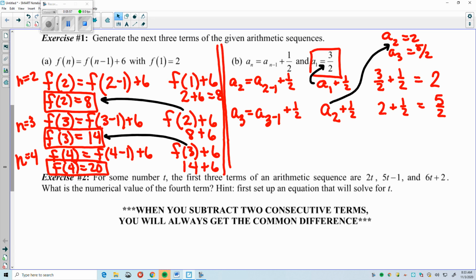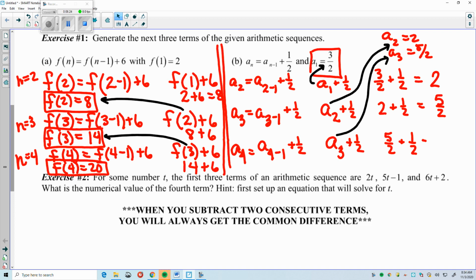Okay, and I have to find a sub 4, our fourth term. So now I have a sub 4 minus 1, according to the definition, and then add on a half. So 4 minus 1 gets me 3. So I need the third term plus a half. So again, keep in mind, we said our third term, if I look back up here, our third term is 5 halves. So now I have 5 halves plus 1 half for a total of 6 halves, or 3. So I can now say our a sub 4 is equal to 3. So these are our next 3 terms that we were looking for.